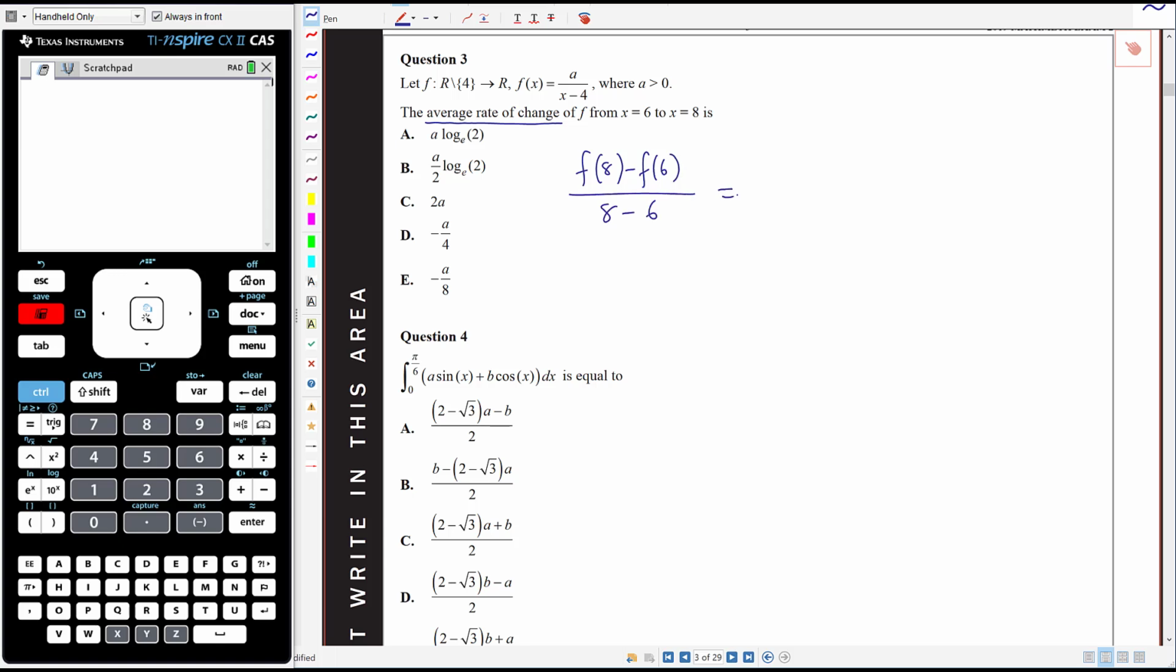We can just get our CAS to do that for us. Just going to quickly define that function, and it is a divided by x minus 4, and so then we want f of 8 minus f of 6 over 8 minus 6, which is 2 obviously. So it is negative a over 8. E. Okay, question 4.